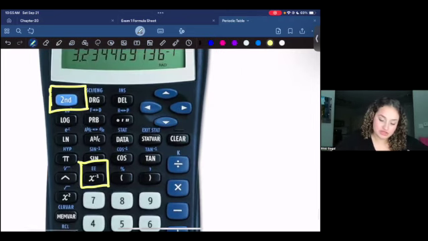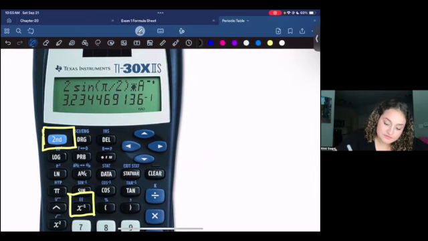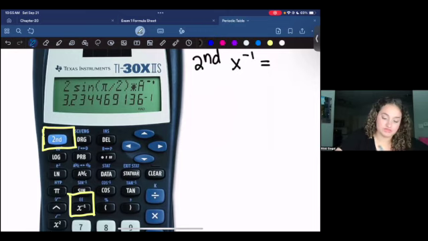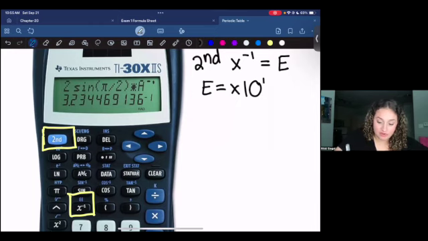Okay, so let me just write that right here. Second, x to the -1. You're not pressing equal, it'll show up as this. This will give you E. And again, E is times 10 to the power of whatever.